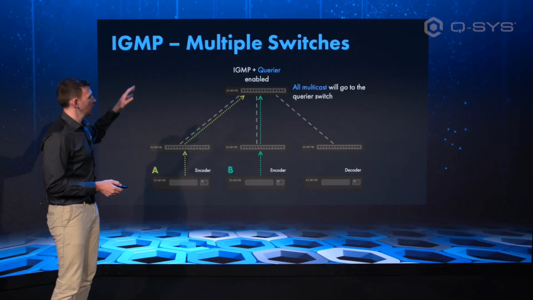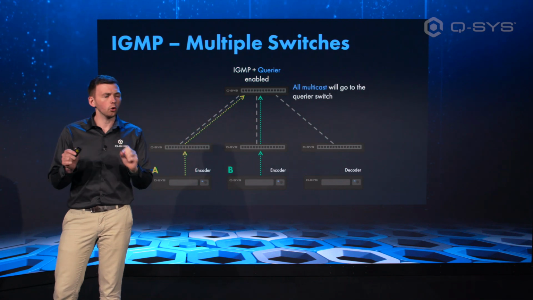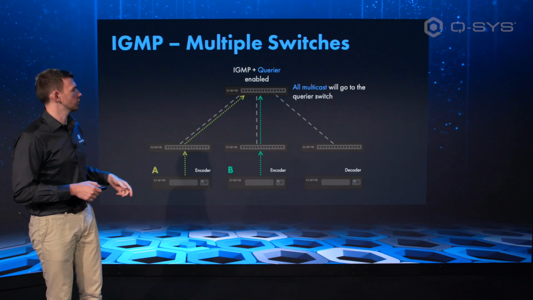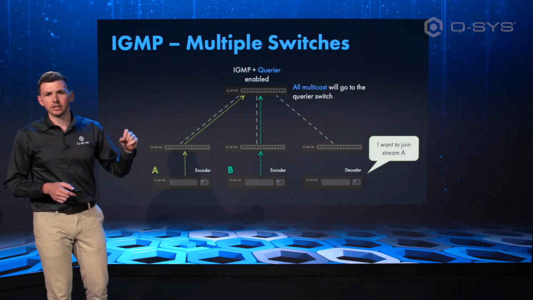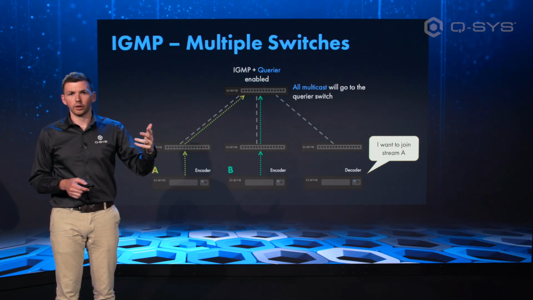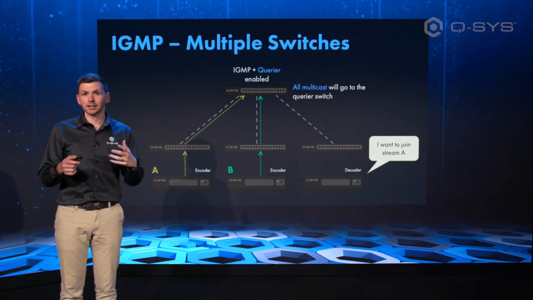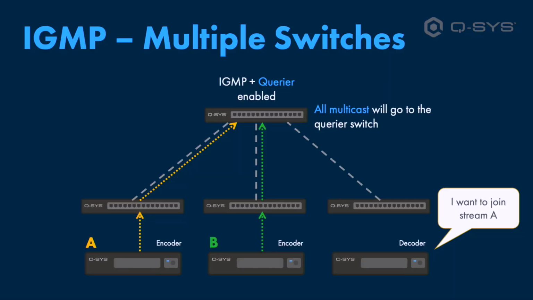So single querier, but all the switches are filtering. And remember that typically, not always the case, depending on what switches you're using, but typically with IGMP version 2, all of the multicast is going to go to the querier switch, even if it doesn't need to get registered. Okay, so just think about that as you think about your uplink bandwidth, particularly if you've got a lot of video going on. Now we've got a decoder saying, I want to join a particular stream, and you can see there, of course, that encoder is going through the core switch, and then it pulls it down to that decoder.